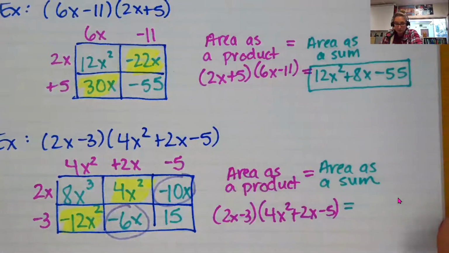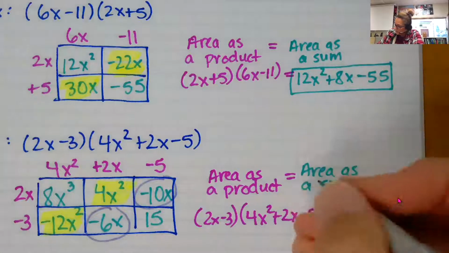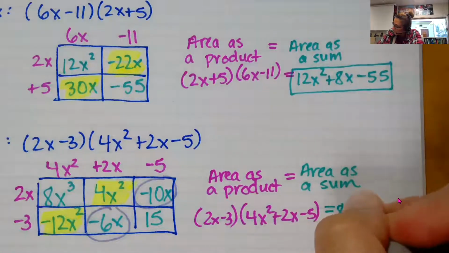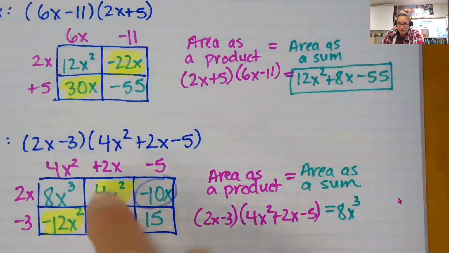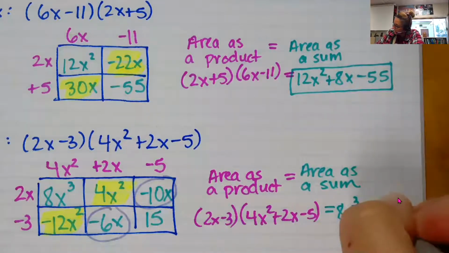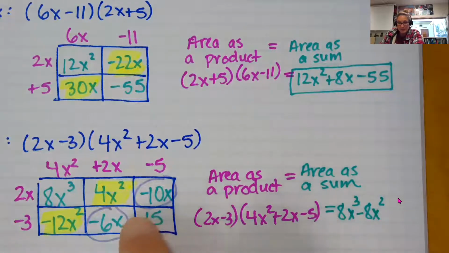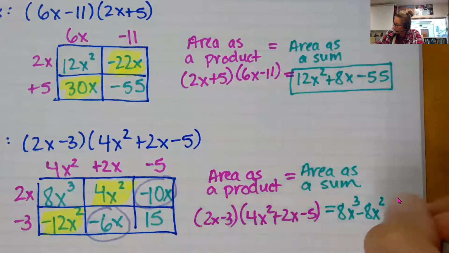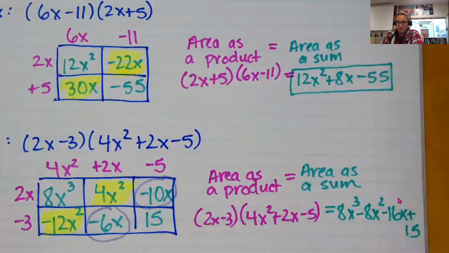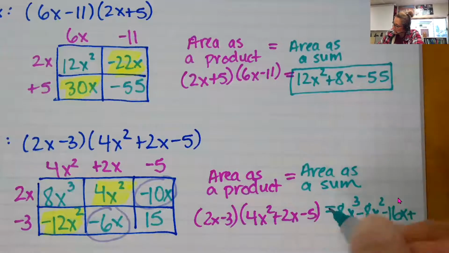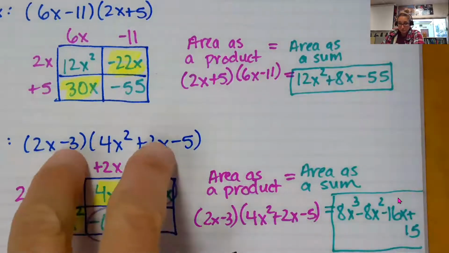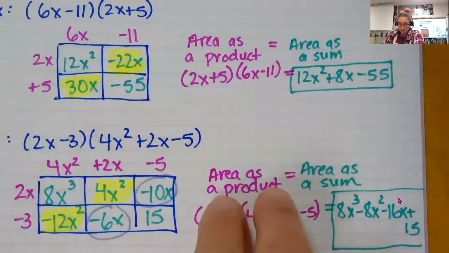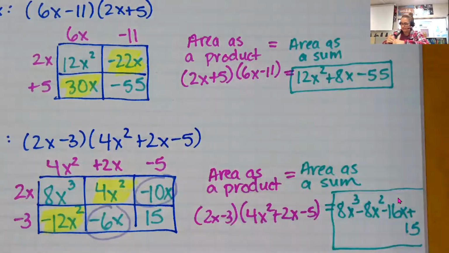So I am going to have, and I probably should have given myself more space, 8x cubed. And here a negative 12x squared and a 4x squared is going to be a negative 8x squared. A negative 6x and a negative 10x is a negative 16x, and plus 15. I'll squeeze my 15 down there. Okay. Now again, this would really be the answer to this question, but they're going to have us do area as a product equal area as a sum.